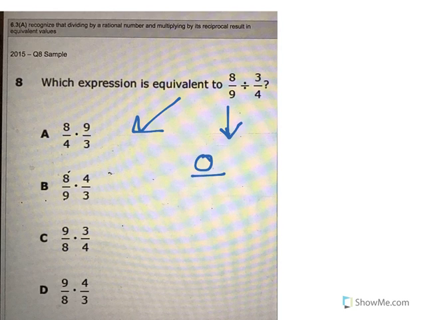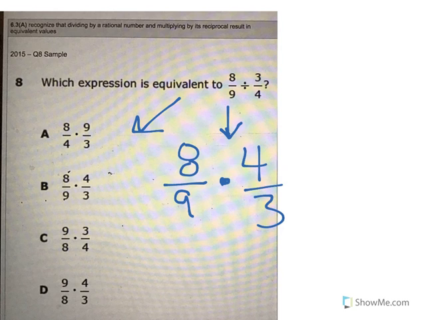We don't do anything special to it. So 8/9 stays 8 over 9. We change the division to multiplication, and then we flip it, or find the reciprocal of 3 over 4. 3 over 4 is a proper fraction, so I can just go ahead and flip it. It's 4 over 3. I look for the answer that would match it.